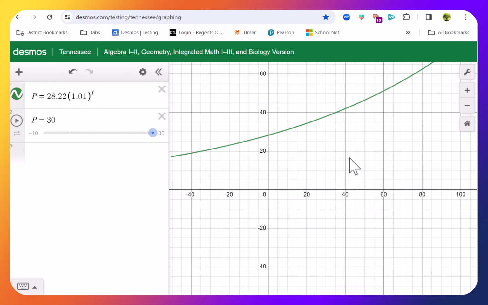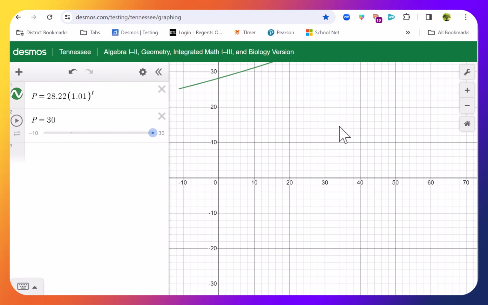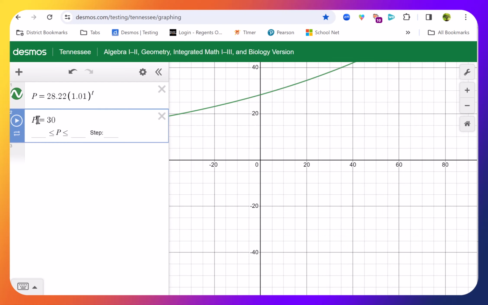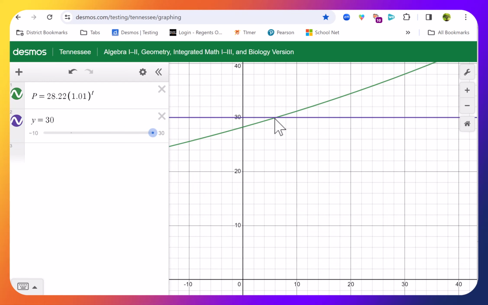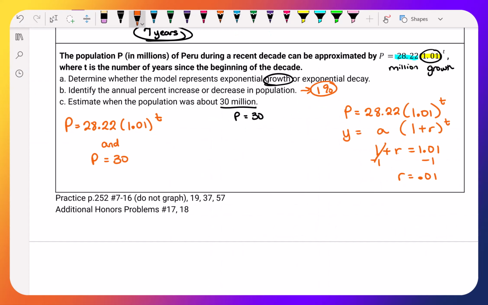Oh, see, now it's not working this time. I think I'm going to have to do y equals. Let's see what happens. There it is. All right, well, there's the limitation. We're going to click on this, see where it intercepts. That's going to give us right there. So we want exactly 30. So 30 million means that it's going to take about 6.147. Is it years? Let's see. Yep, number of years since the beginning of the decade.